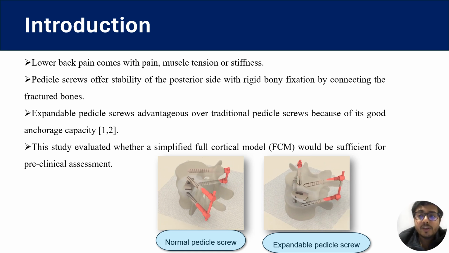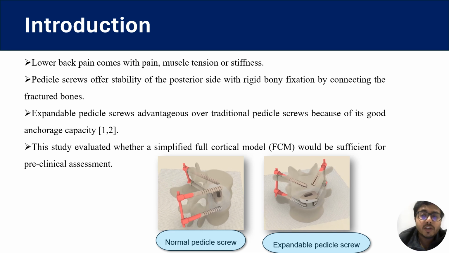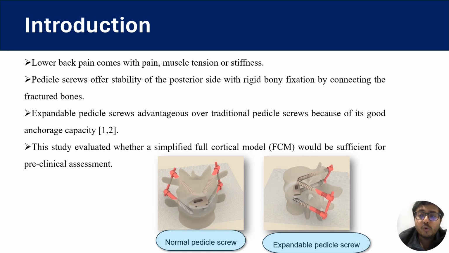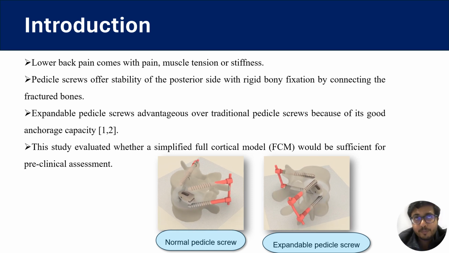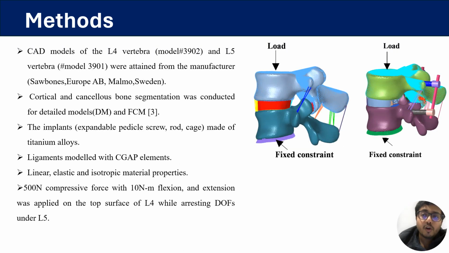This study was conducted to understand whether a simplified full cortical model, with only a material model of cortical bone for the whole bony structure, would be sufficient for preclinical assessment of spinal implants. In view of this, the manufacturer-developed L4 and L5 vertebrae were segmented into cortical and cancellous bone. Titanium rods and screws were implanted in the implanted models.